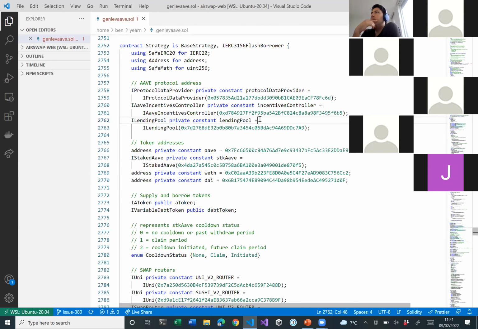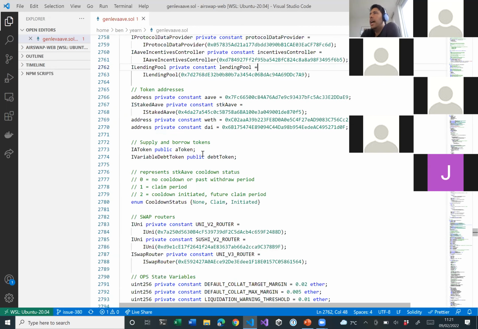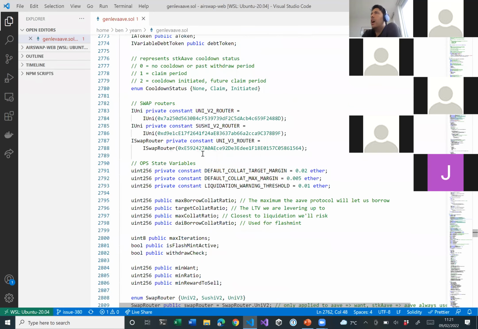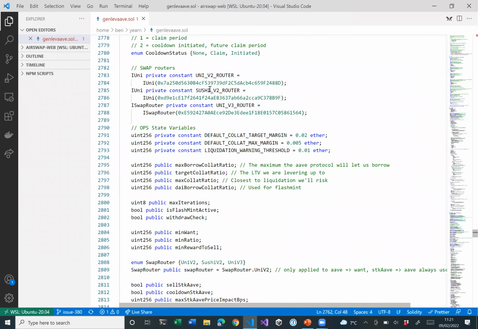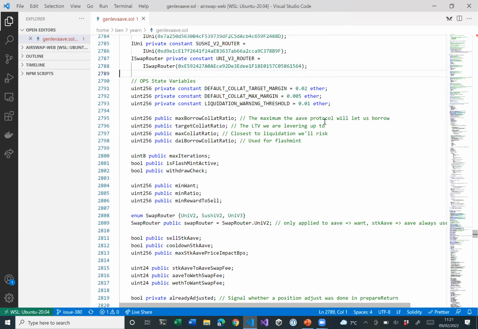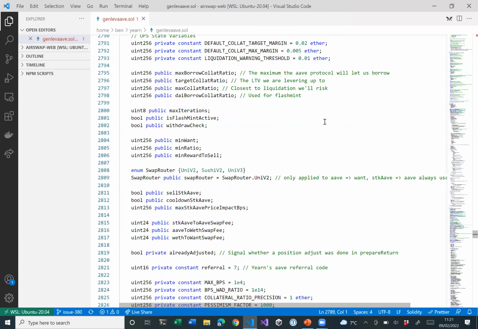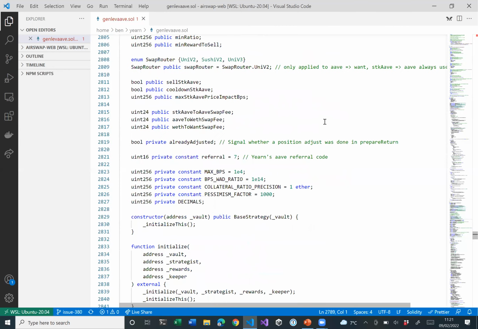So what happens first? You've just got a bunch of variable declarations. You've got these different token addresses, the different controllers, the Aave, the Uni, Sushi, Uni v2 and Uni v3 routers, because obviously you need to swap your rewards into your want token. Nothing too interesting here.